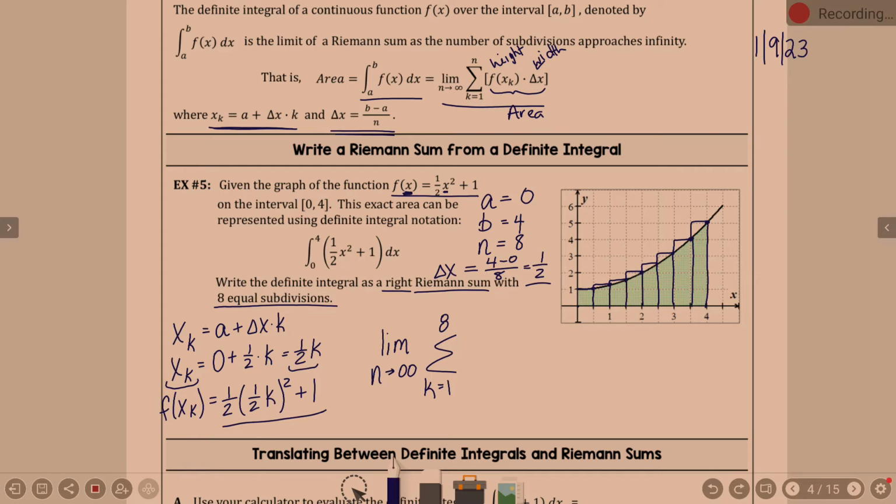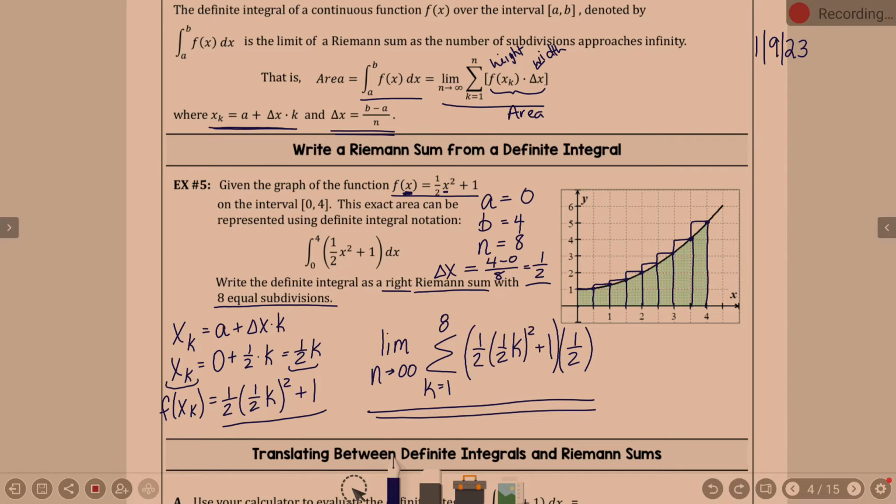Then it is the f of x sub k. We just found that, right? And that is the 1/2 times 1/2 k quantity squared plus 1, times delta x. And delta x is going to be the 1/2. I don't think I cleaned it up any more than that. I leave it as that mess, so to speak.